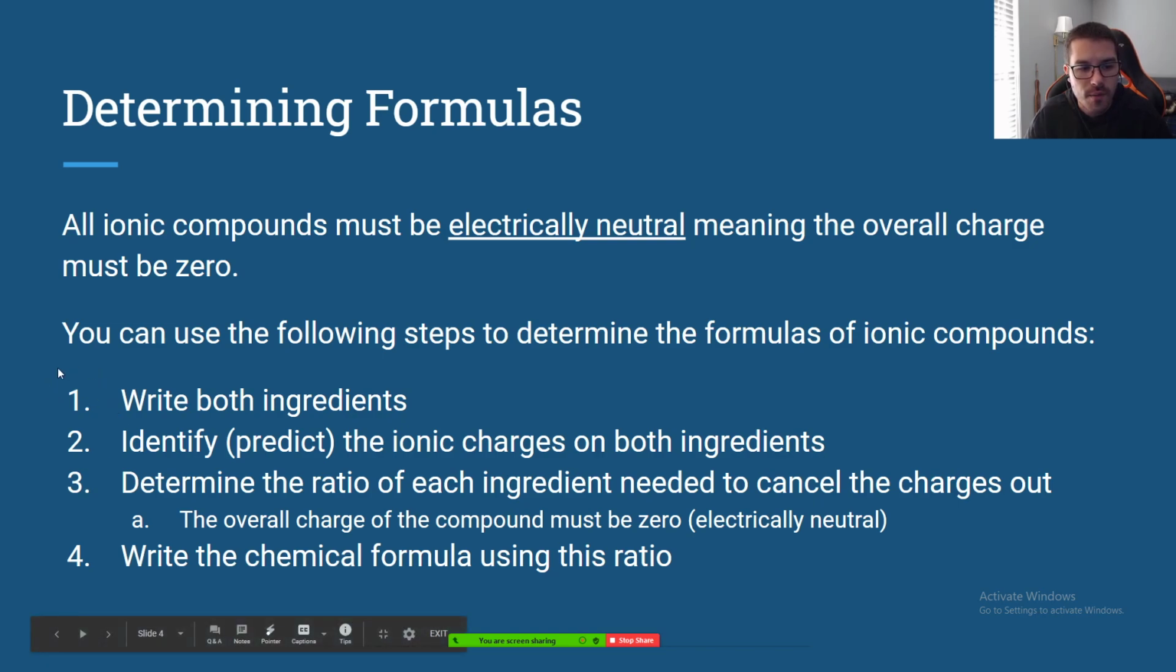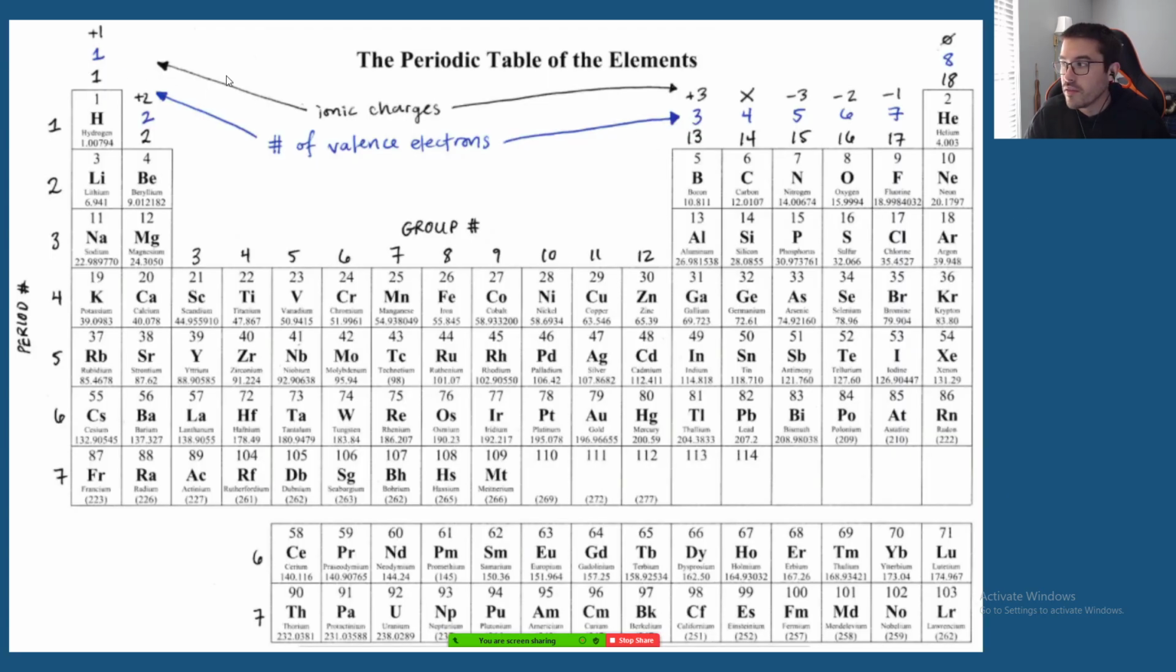Step 1 is to just write out both ingredients. These are usually going to be given to you. I'll show you some examples here in just a minute. Step 2 is to identify, or really predict, the ionic charge on both ingredients. That's going to be using the periodic table. Remember, we've got these ionic charges that we labeled on our periodic tables last time. I've got this picture here in the notes for you to use in case you don't have a hard copy of that yourself.